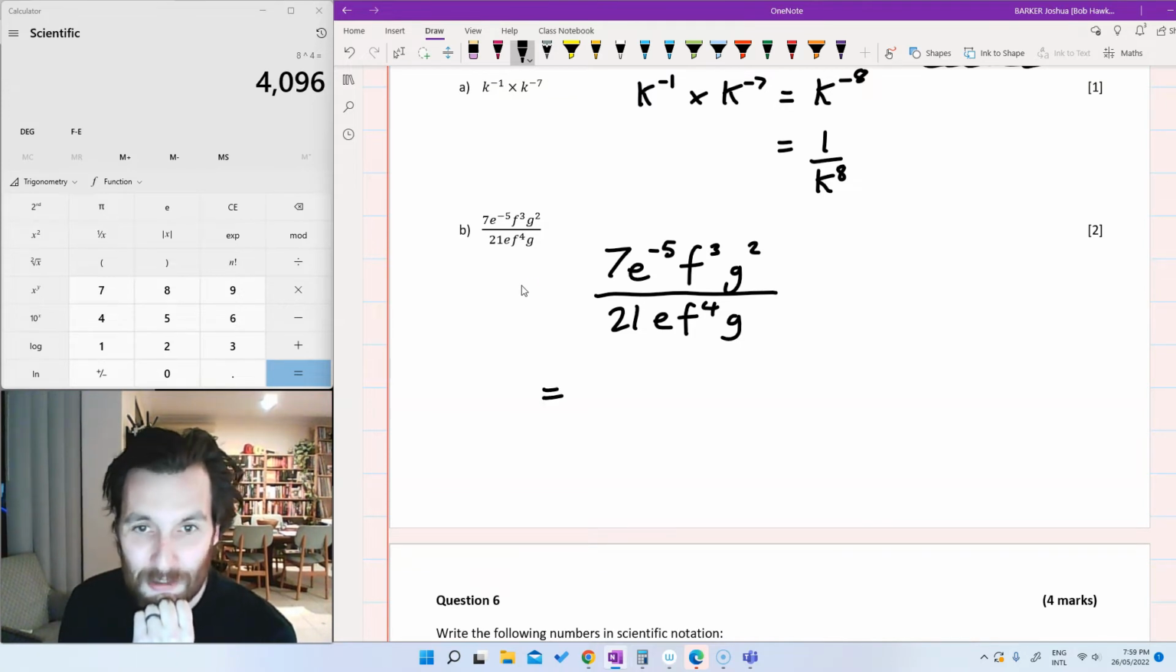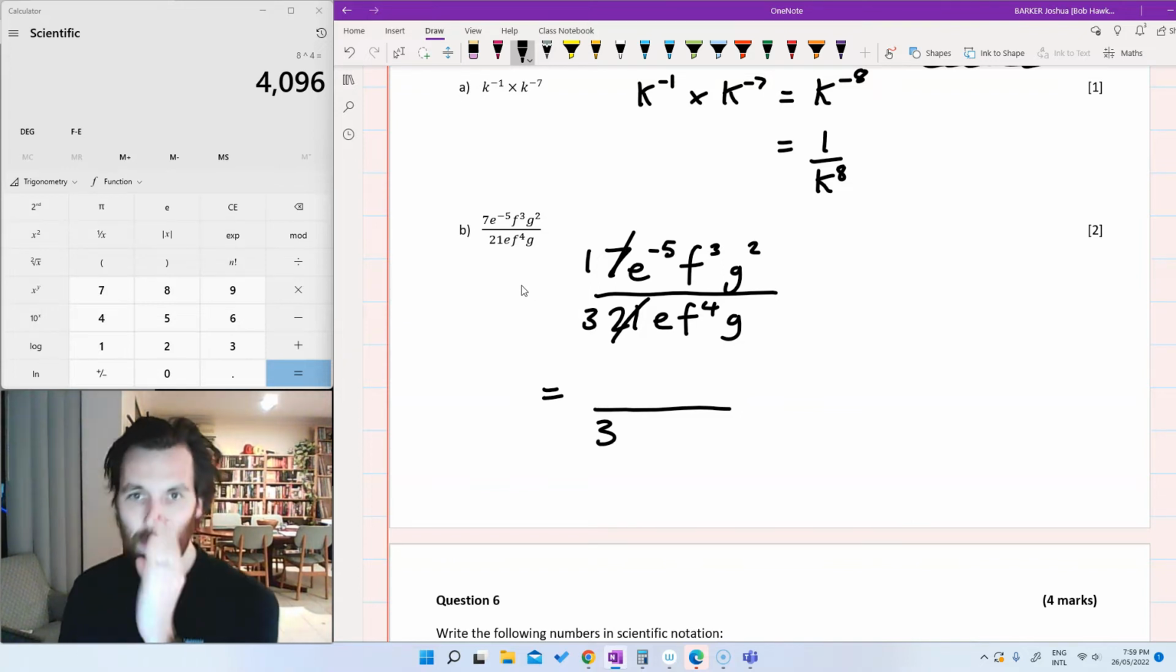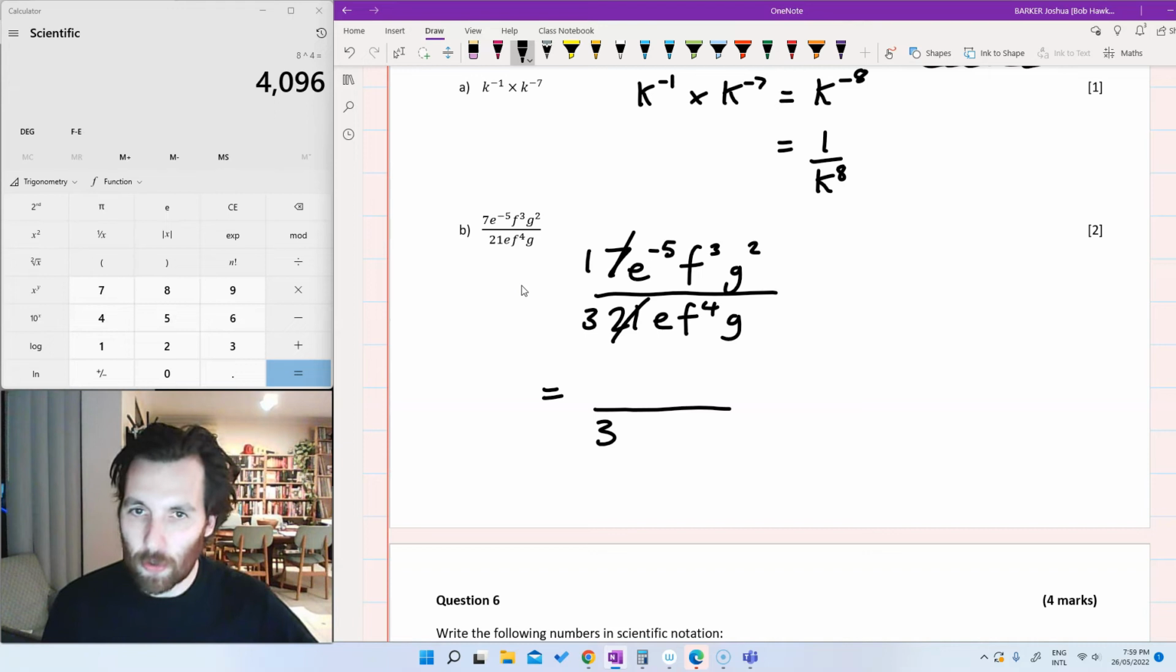Okay, so I've got 7 divided by 21 to begin with. So 7 over 21 cancels to 1 over 3. So my fraction is going to be something over 3. It's going to involve that. Okay, now I'm going to cancel. What do I want to cancel first? I'll get rid of this. What I might do is get rid of this e to the power negative 5.